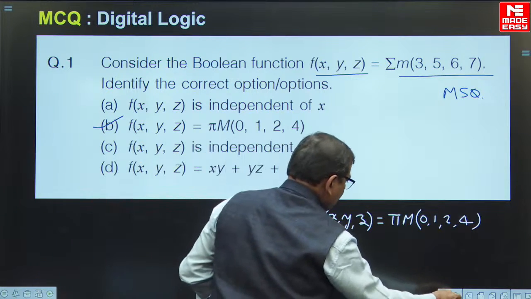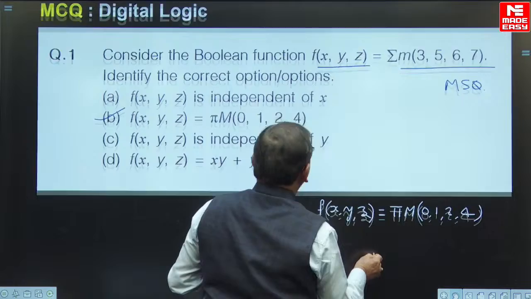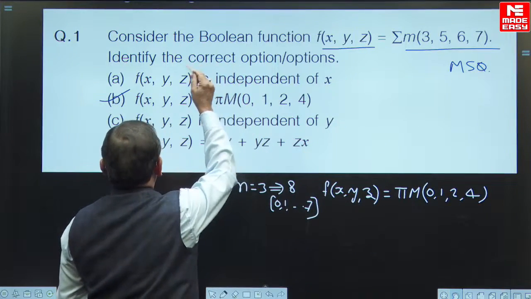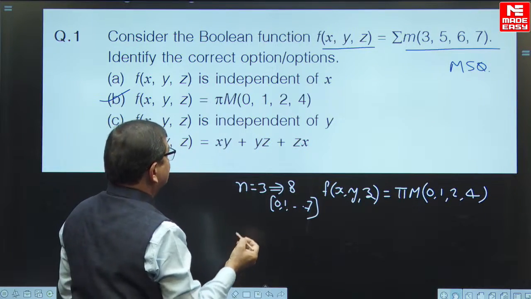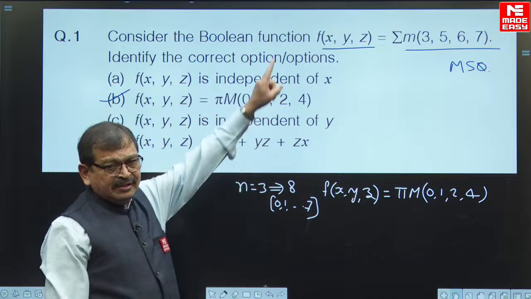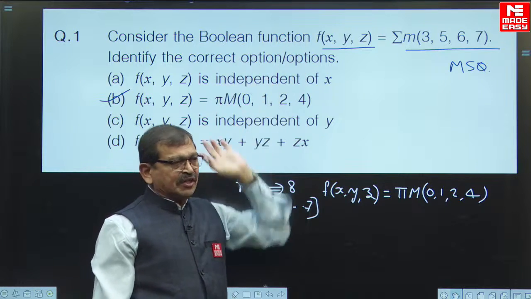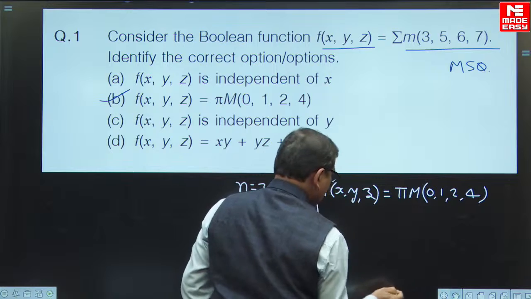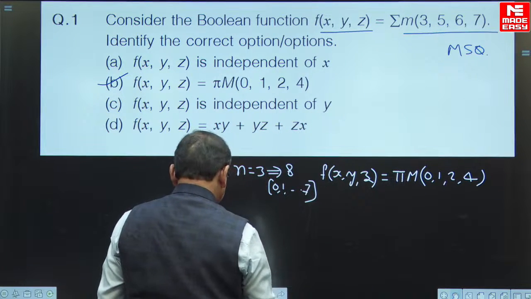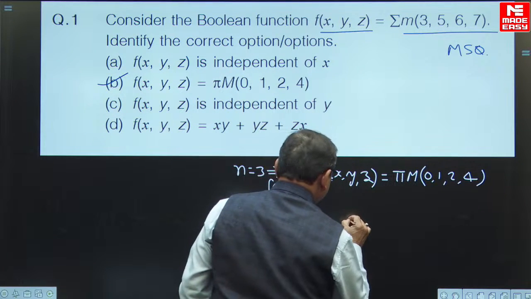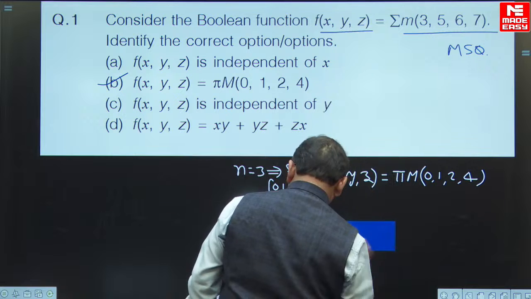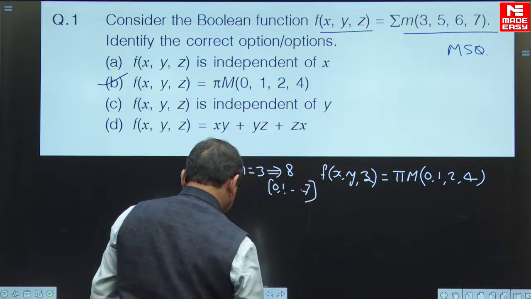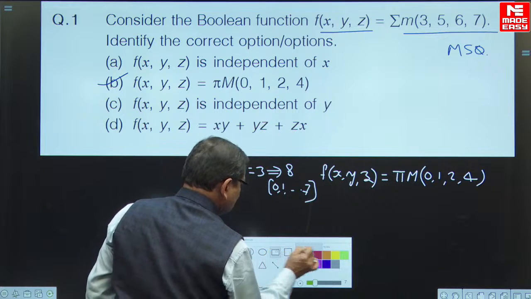So once we are looking to the options A, C and D, to identify the answer, it is required for us to read the simplified or the minimal expression for the given Boolean function. The simplified or the minimal expression of the given Boolean function is possible for us to read while using the K-map.